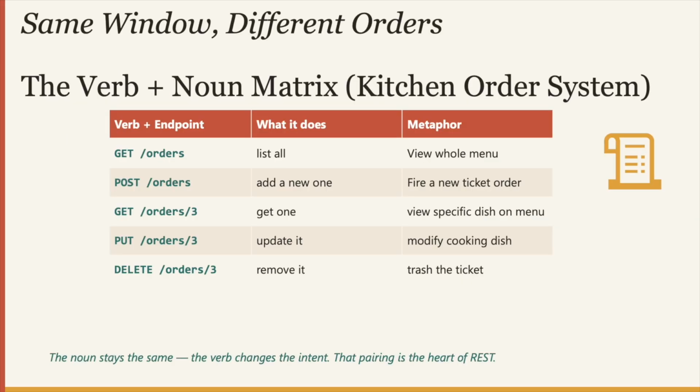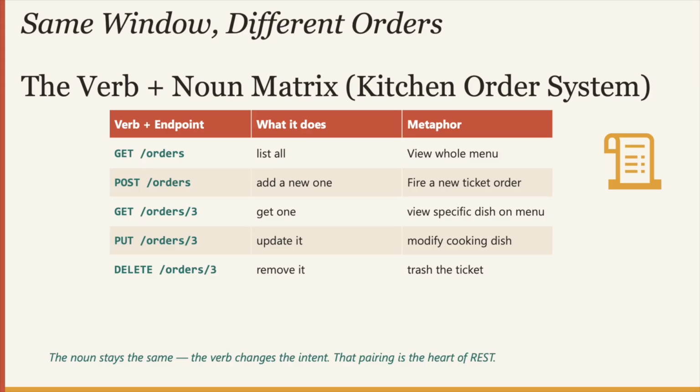Let's look at how this works in practice using the kitchen order system as our metaphor. This table presented maps our standard HTTP verbs and endpoints directly to real-world kitchen tasks. If you look at the rows, first, a GET /orders lists all entries, which is simply like viewing the whole menu. Second, a POST /orders adds a brand new entry, which means we are firing a new ticket order to the kitchen line. To target something specific, a GET /orders/3 retrieves a single entry, just like viewing a specific dish on the menu.